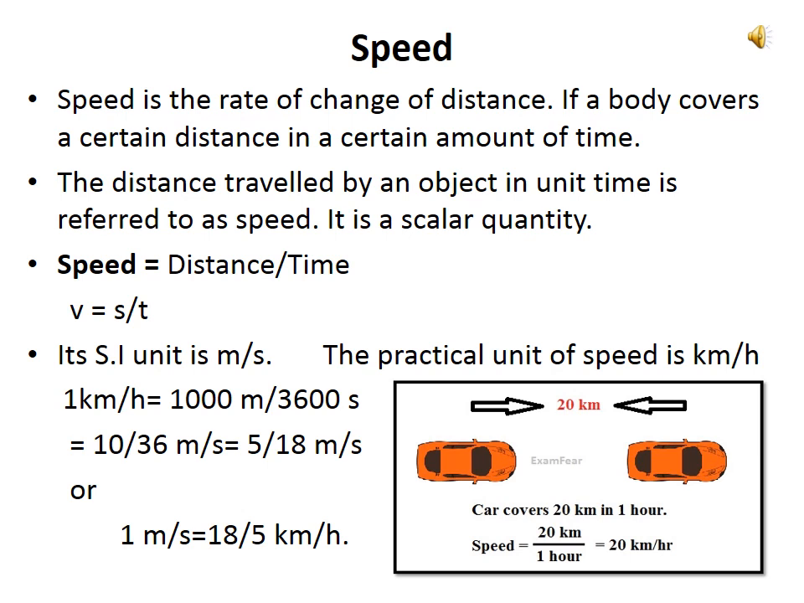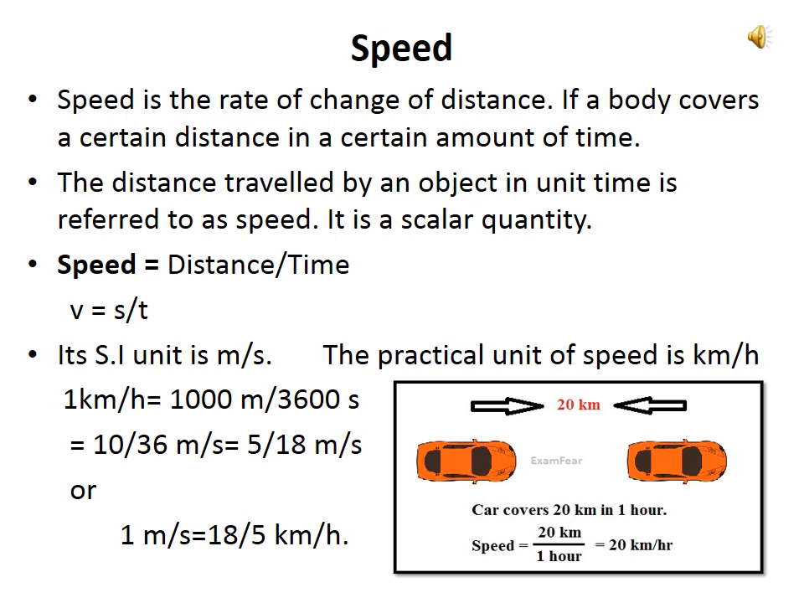One of the easy ways of expressing this rate of motion of an object is to find out the distance traveled by the object in unit time. This quantity is referred to as speed. What is speed? Speed is just the rate of motion of a body. It is the distance traveled by an object in unit time. It is a scalar quantity. Its SI unit is meter per second. So mathematically, speed is equal to distance divided by time.